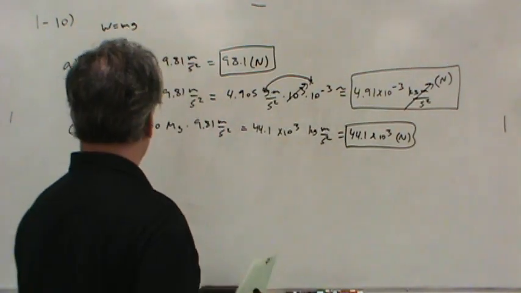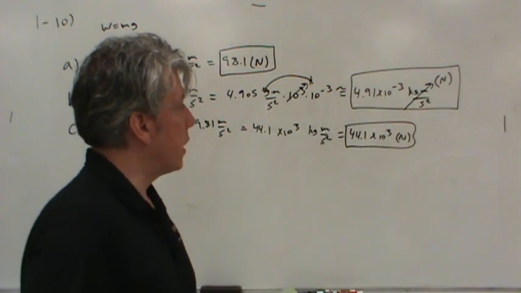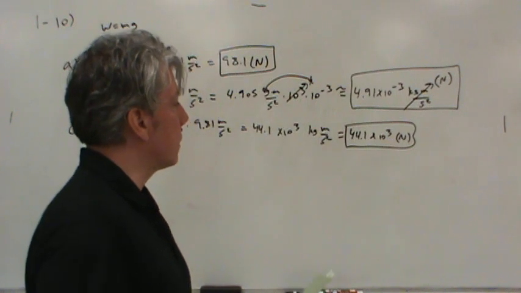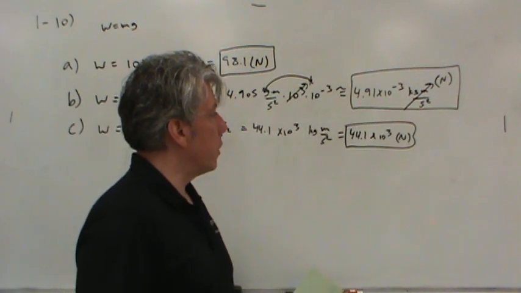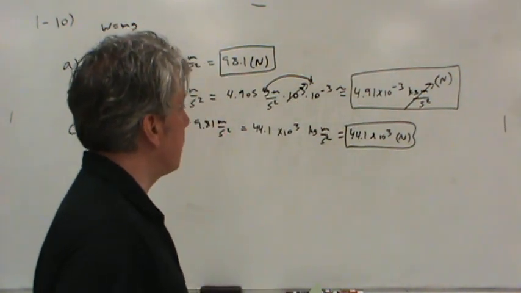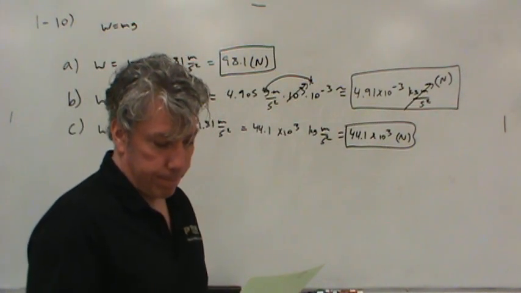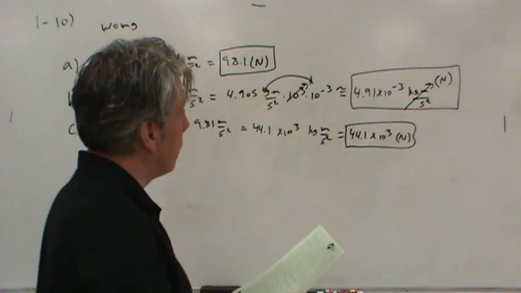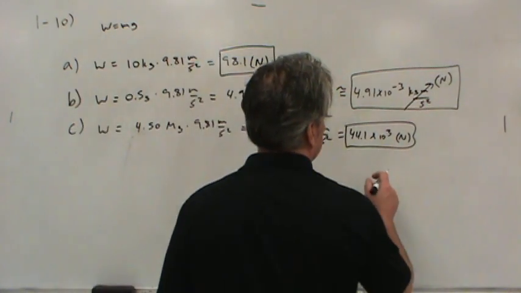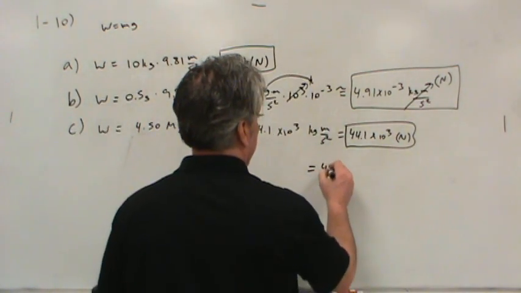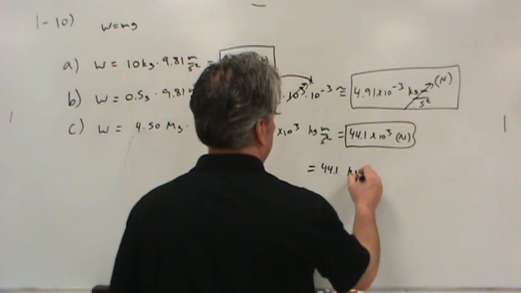Now I guess you'd probably be able to pick that up because a pound is, what, 4.4 newtons? So yeah, actually that's not that much. You could pick that up. Now, one more thing I could do is write this as 44.1 kilonewtons.